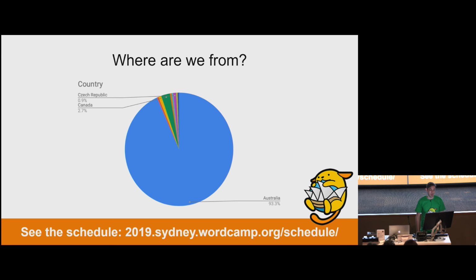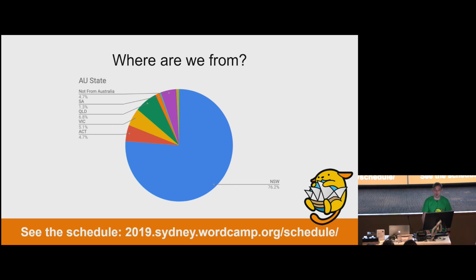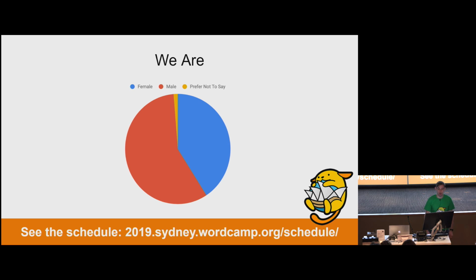So just a little bit of stats. 93% of us are from Australia. We've got a few people from Canada, Czech Republic, and a few other countries there. Pretty cool. Within Australia, 76% of us are from New South Wales, which is cool. I think that's up from last year. We had more interstate people last year. We've got South Australia, Queensland, Victoria, ACT, and 5% of us are from overseas, which is cool. Last year we only had 34% females here. So it's a huge increase this year, which is awesome.